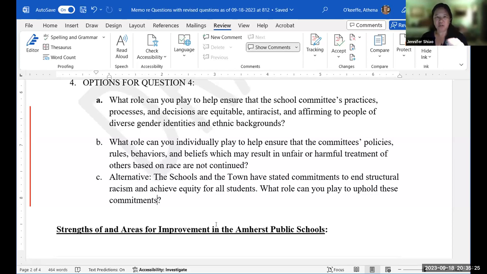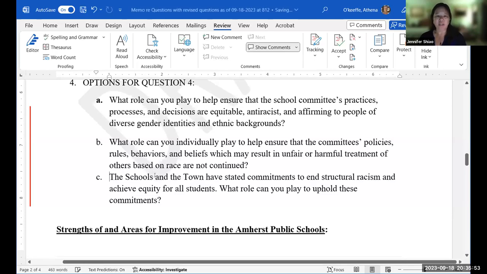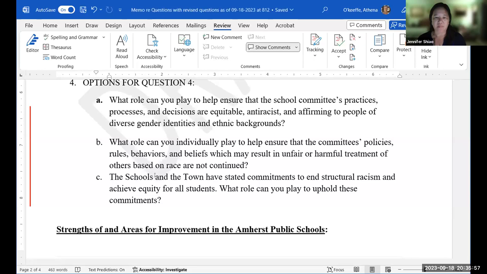I feel like A and B are worded so similarly that I think it will be confusing to people. It's clear to me that one's about school committee operations and meetings and practices, and one is about the decisions that the school committee makes about policies. So I like C because it gets at something similar, but it's worded very differently from B. And if Irv or others are uncomfortable that we haven't defined structural racism, we could say something like, what role can you play to uphold these commitments, whatever those mean to you? Or it can say end structural racism and achieve equity. Yeah, whatever those mean to you, comma, what role can you play to uphold this? I don't know, if we wanted to make sure people understand that we aren't defining it on purpose.